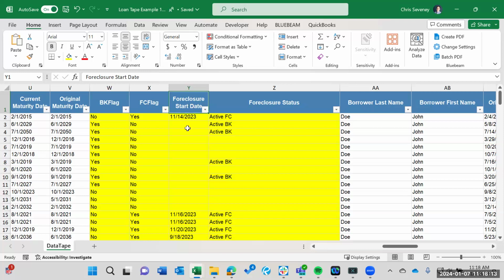So like I said, foreclosure start date is when that started. And then foreclosure status, they say whether it's active foreclosure. Again, active bankruptcy is usually a borrower will file bankruptcy once they are pushed into foreclosure.